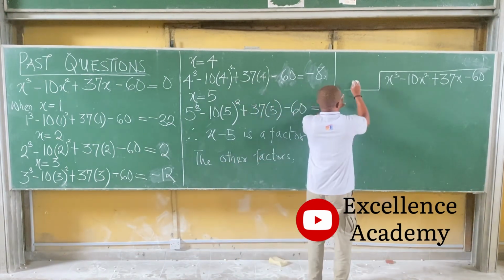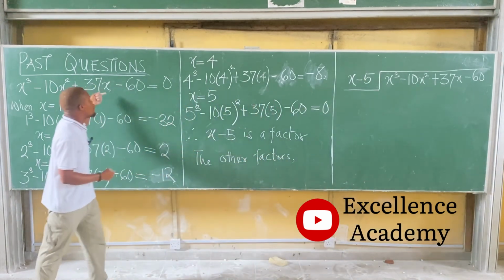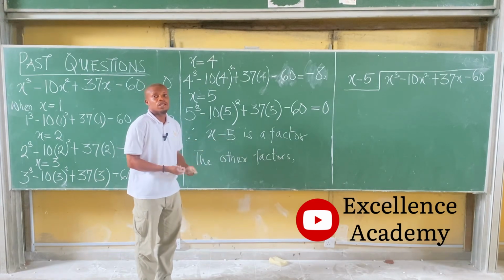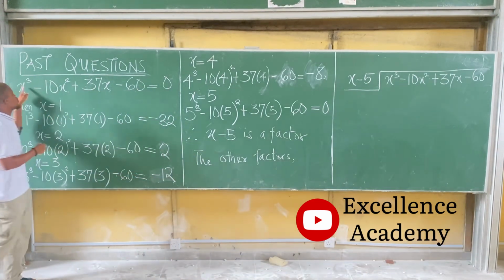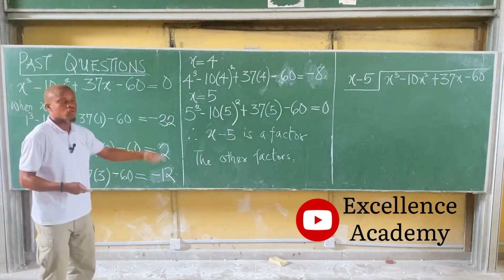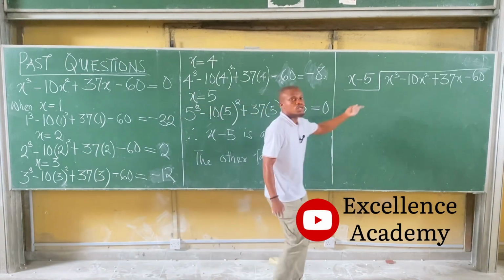Right? In doing that, I have to divide our original polynomial by one of its factors to get the remaining factors. Mind you, this is of degree 3, so I'm expecting 3 factors. I've already gotten one, so I'm looking for the next 2. So let's go. How do we divide this?